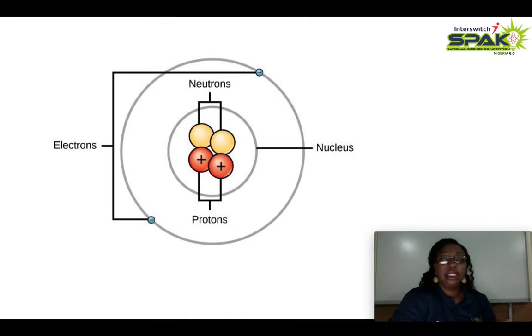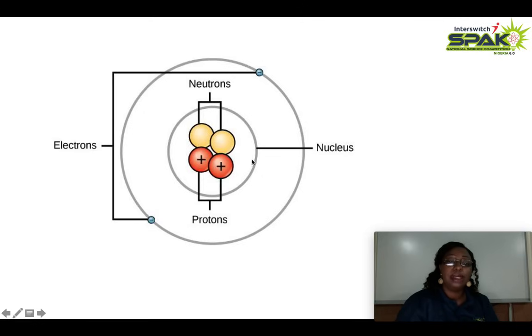Now, this is like a diagram of atom. Inside an atom, we have three subatomic particles. We have protons, which are positively charged. We have electrons, which are negatively charged and orbit around the atom. We have the center to be nucleus, and inside this nucleus, we have the protons and the neutrons. Neutrons do not have any charge.